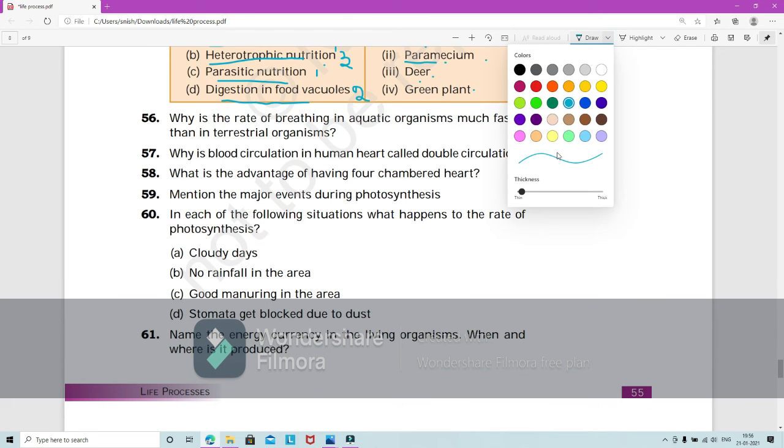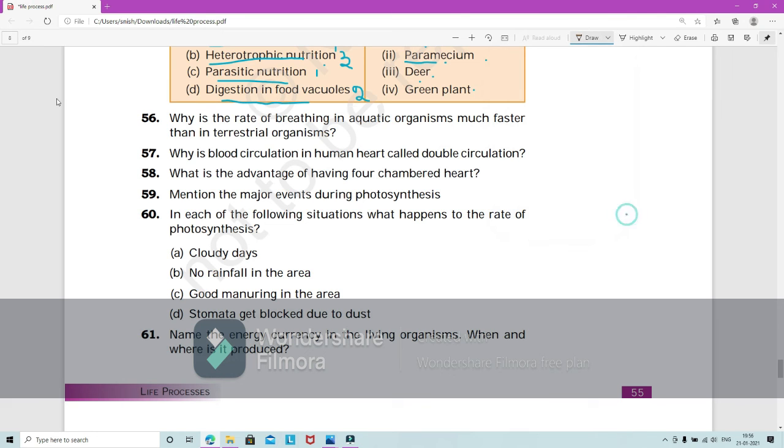Next one. Why is the rate of breathing in aquatic organisms much faster than that of the terrestrial organisms? This is an important question. Why is it much faster?